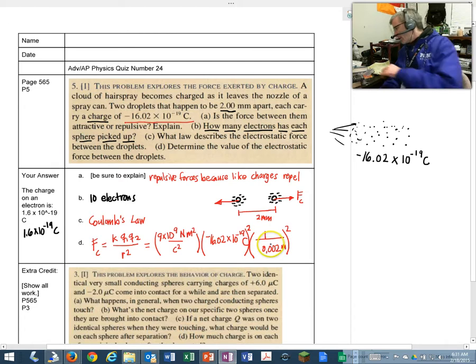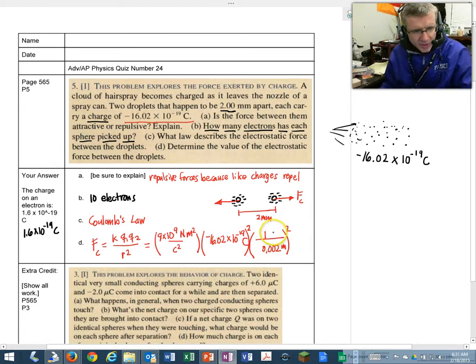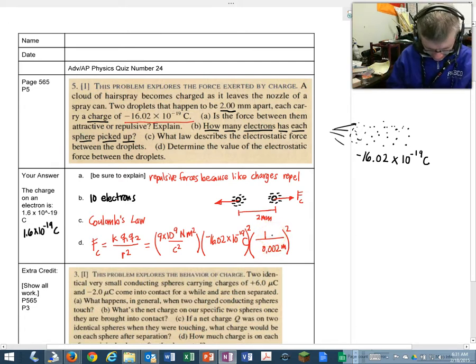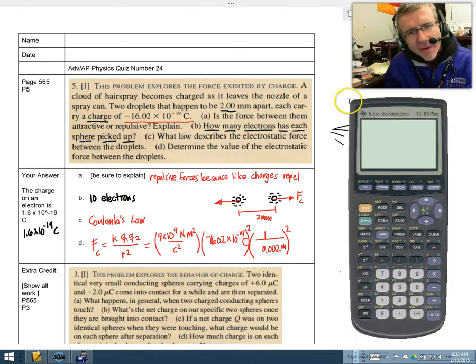Let me grab my calculator. Put those in. Do I have my fancy calculator simulator? This computer. Okay, so I found my calculator.